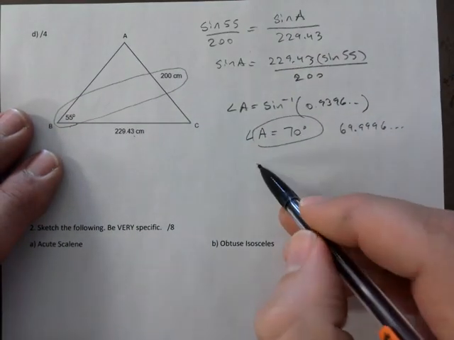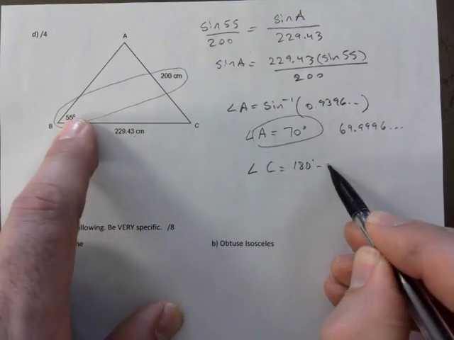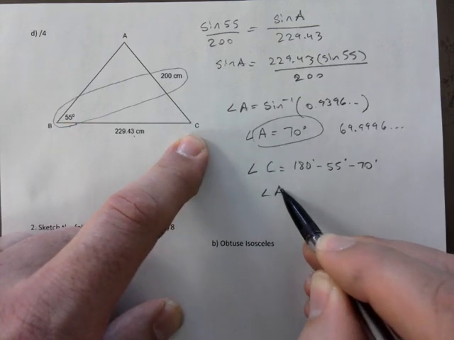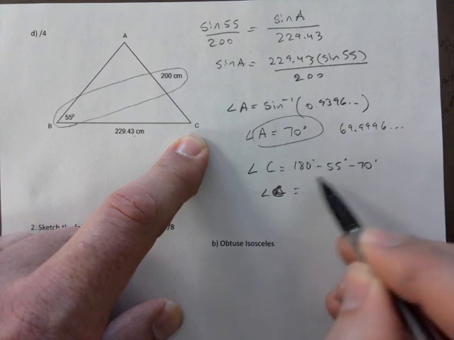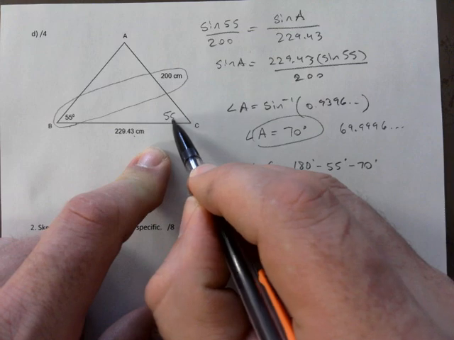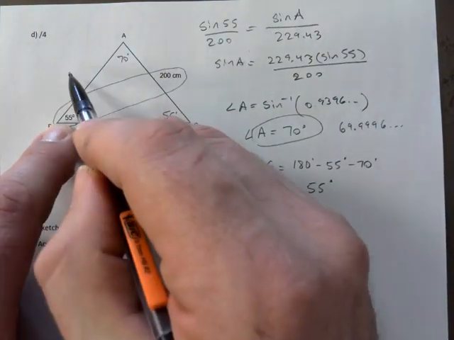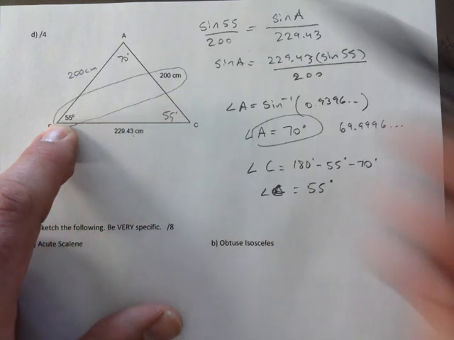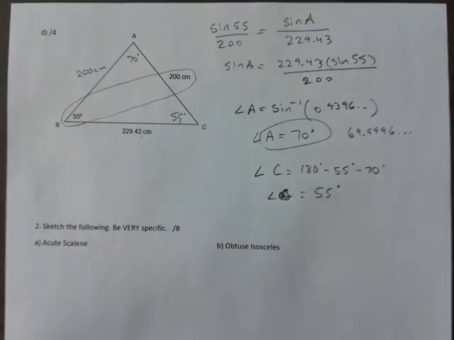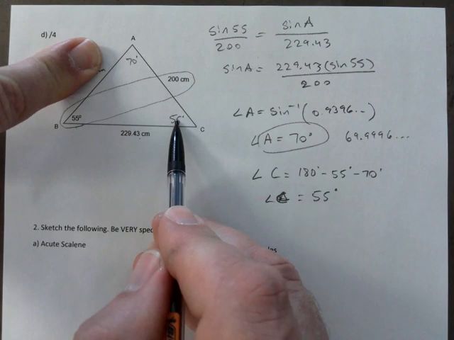So that means that angle C is 180 minus 55 minus 70. And that is 55, right? So this is 55 and this is 70, and you're like, wait a minute, 55, 55. You can actually conclude that this side is 200. Even if you did the math, you still come up with 200, right? So no need for this. You're done because of this.